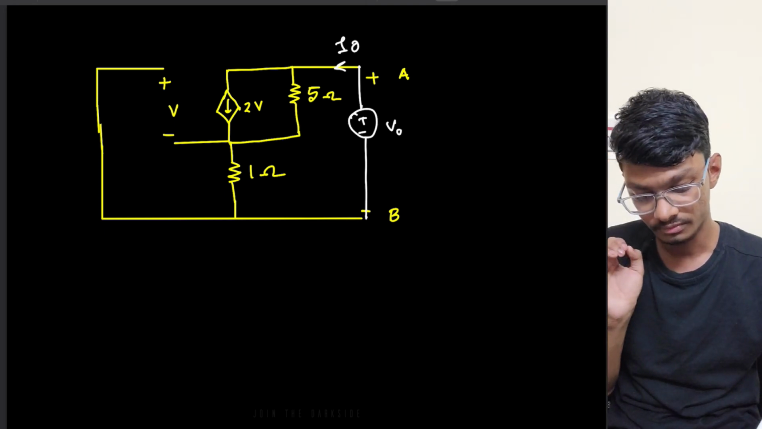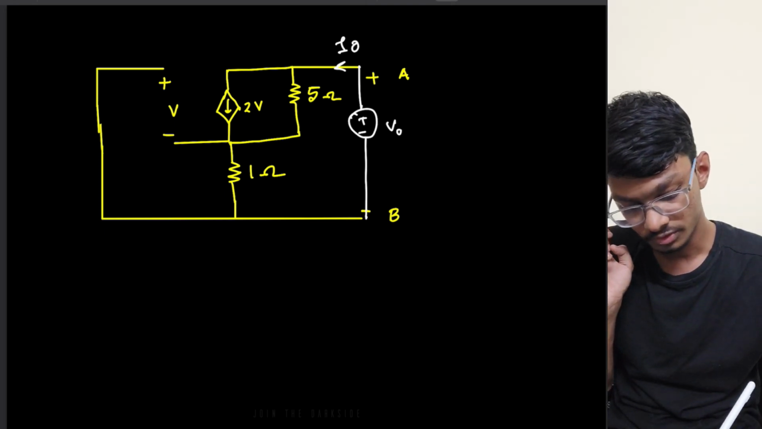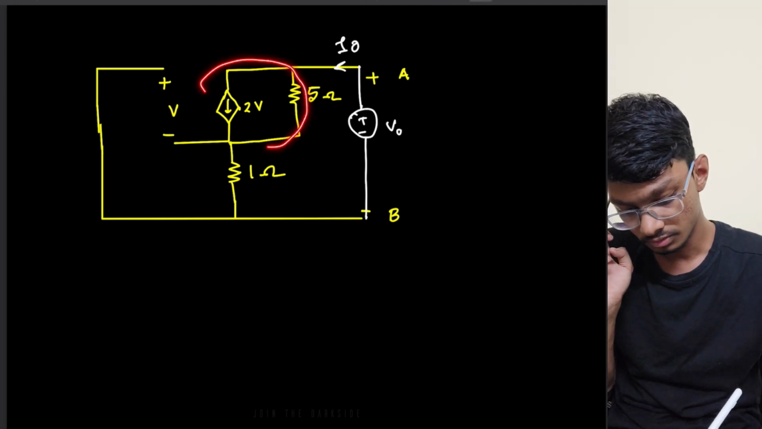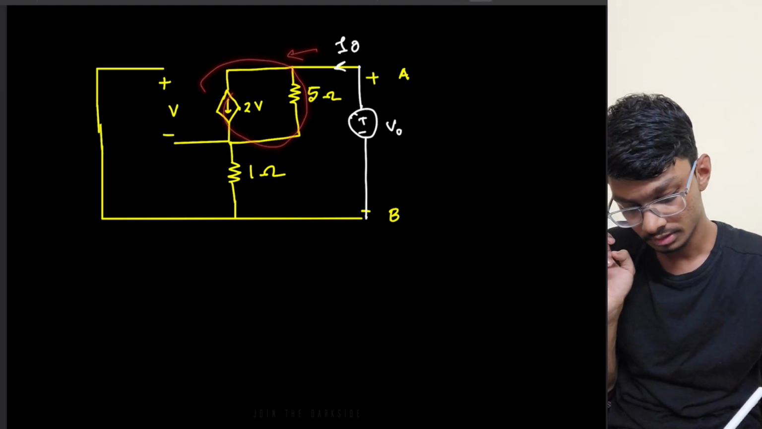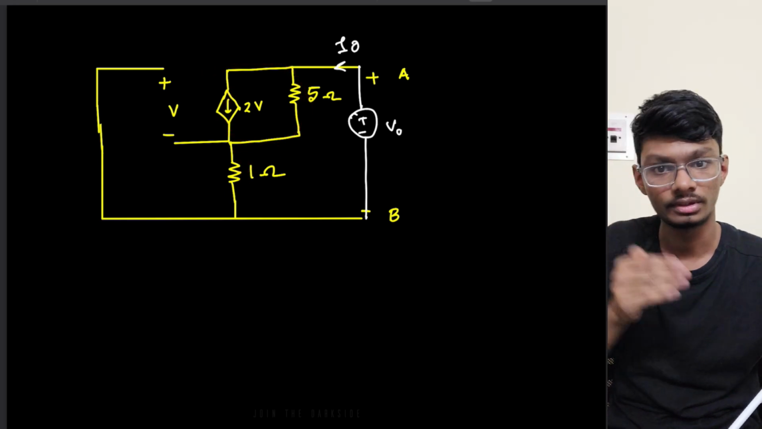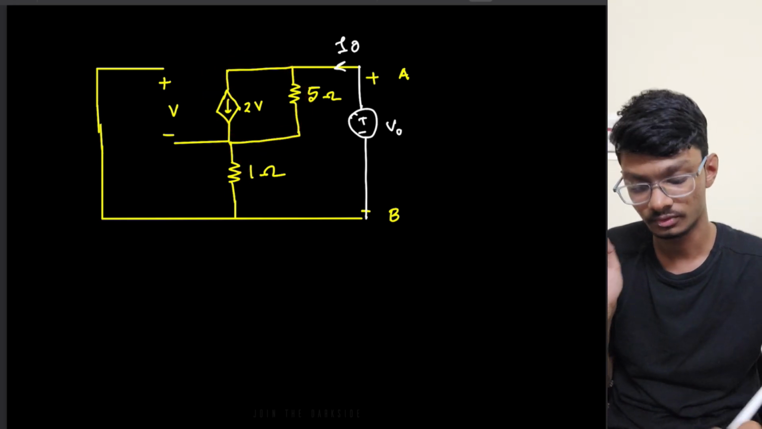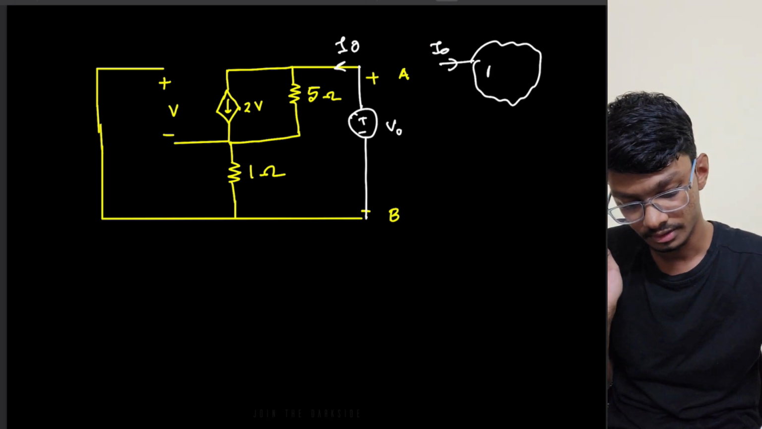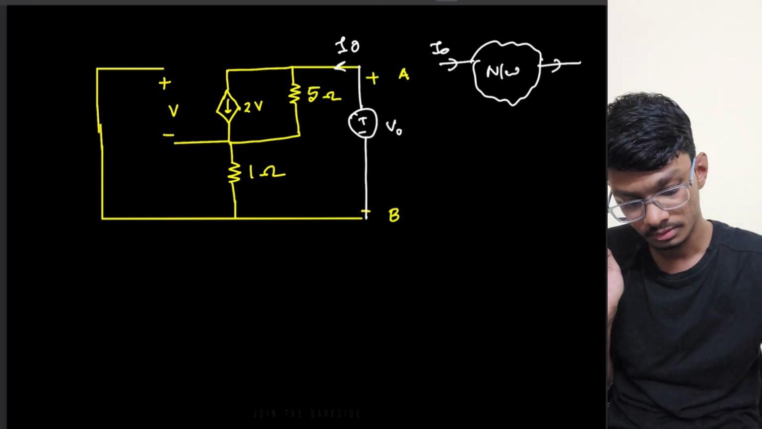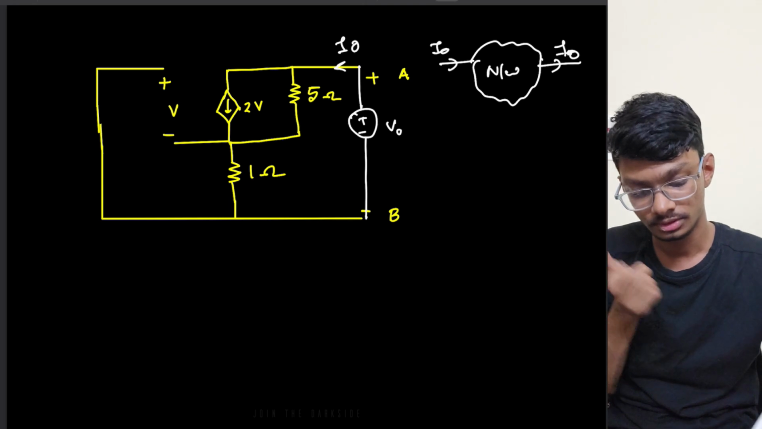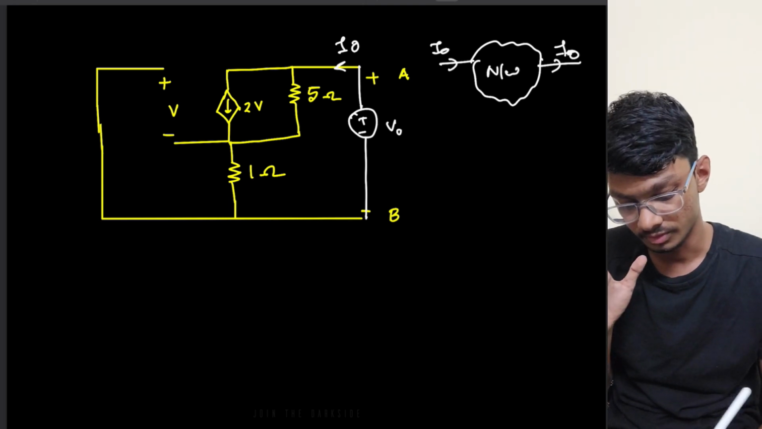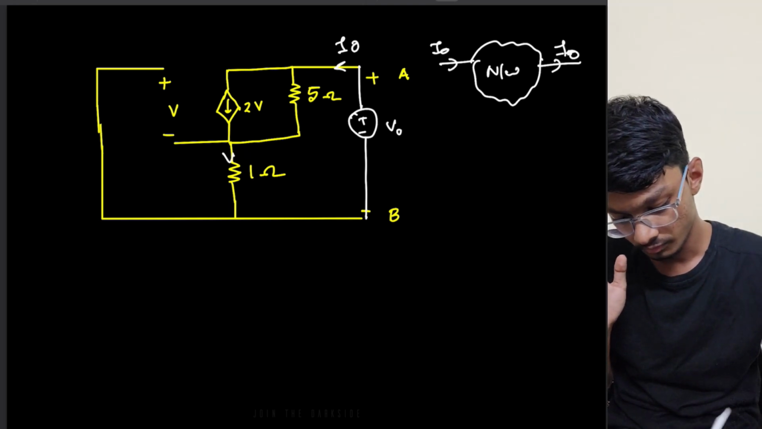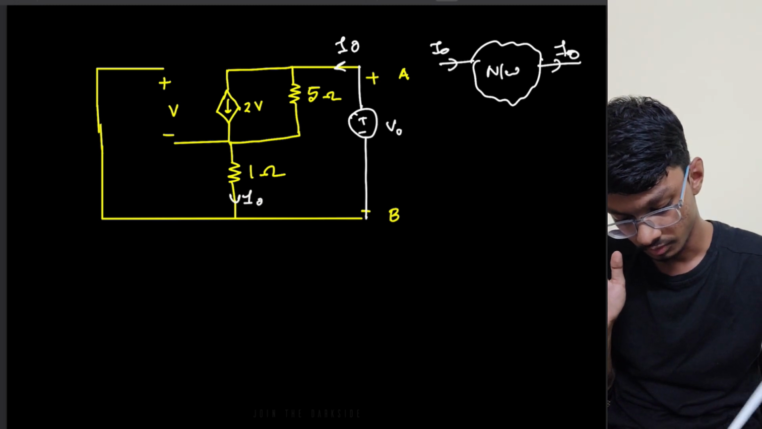One thing we can observe is that if this IO is flowing through here, this IO will go into this circuit, and the same IO will come out, through this whole circuit. That's what a network does. If some IO goes into a network, the same current IO will flow out. This is just a network in between, so this IO will flow through here also.